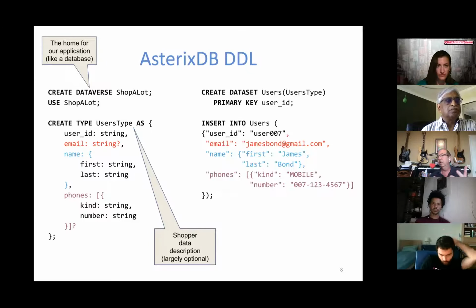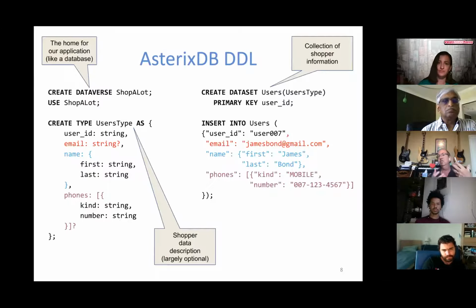They might have a mobile phone and a home phone and an office phone and so on. And so that's the description of a user in our data model. And then this is a description of where we want to store it. So we're going to create a data set called users, and the stuff inside will be of users type. If we wanted to have multiple data sets of users, we could. We're just going to have one for this application.